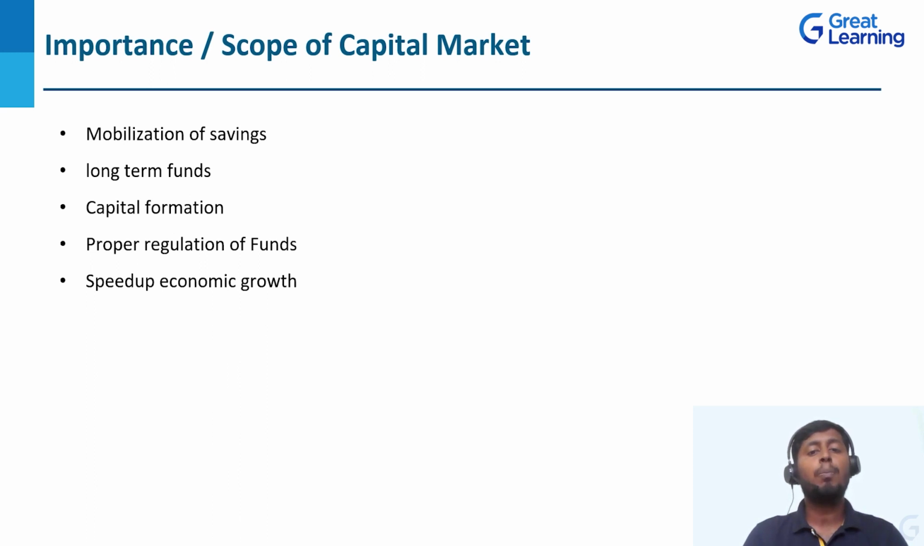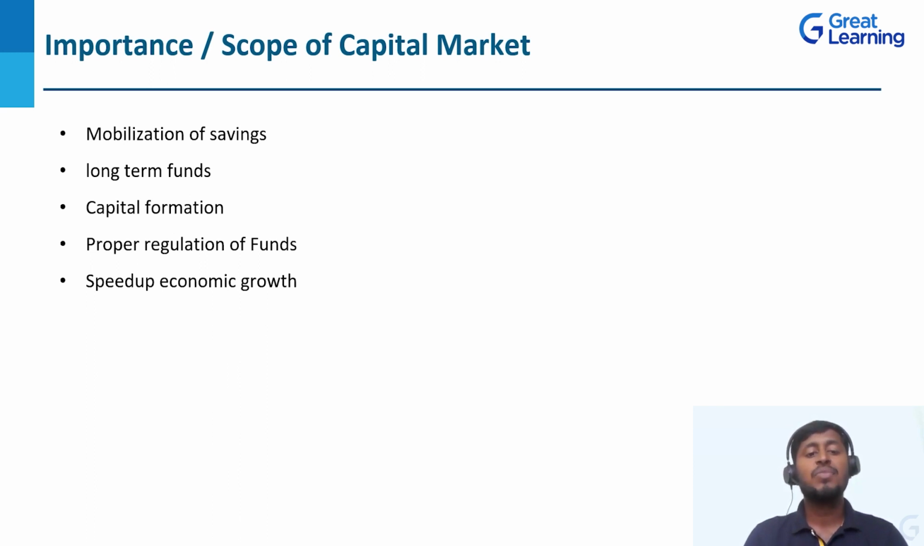Next, proper regulation of funds. In the capital market, whatever savings habits people build, they start saving money and invest in securities or shares. That money is useful for organizational needs. Correct? So the capital market regulates all the funds. It will not mislead them elsewhere. That is one of the importance of the capital market.